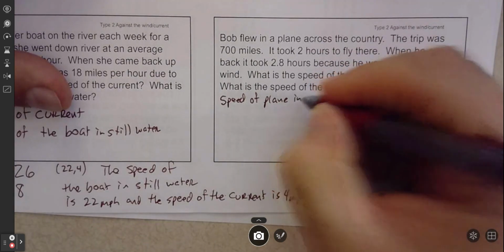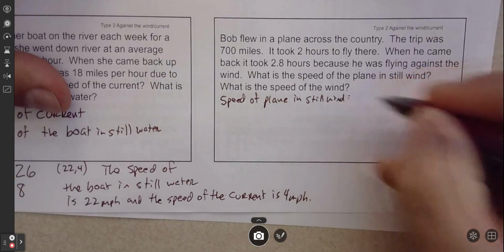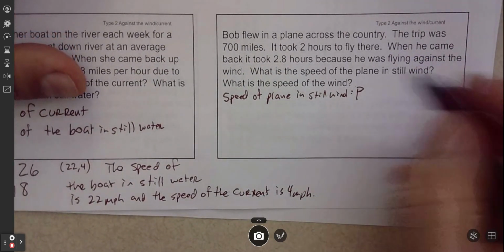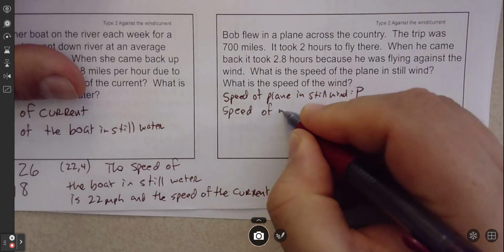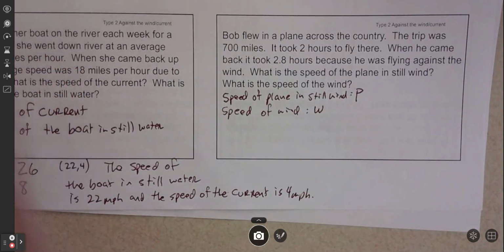Okay, and still wind. If you don't say "and still wind," I won't take off. That's kind of annoying. I'm going to go ahead and give that as a P. And then speed of wind, we'll go ahead and call that W.